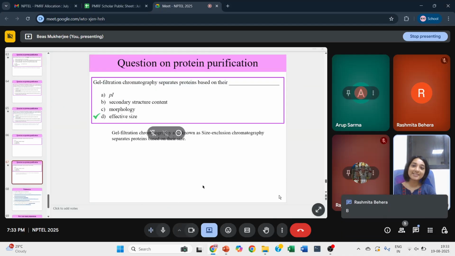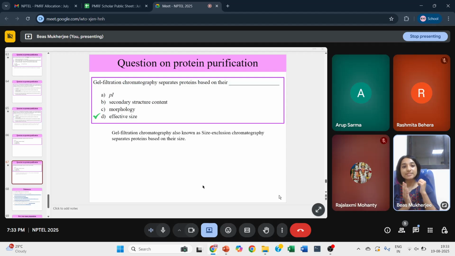Okay. So why is it D? Because always remember, size exclusion chromatography is separation based on size. SDS PAGE is separation based on molecular weight or size. Right? So this is very important. It can even come as match the following. So don't confuse with that. Secondary structure content is CD spectroscopy. That tells you about the secondary structure content.